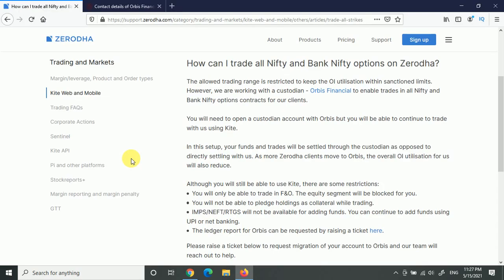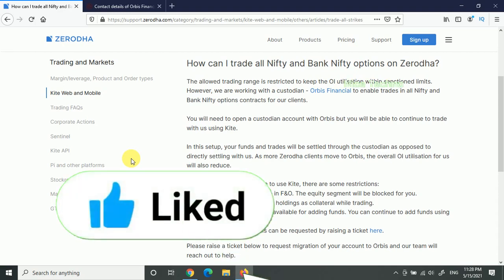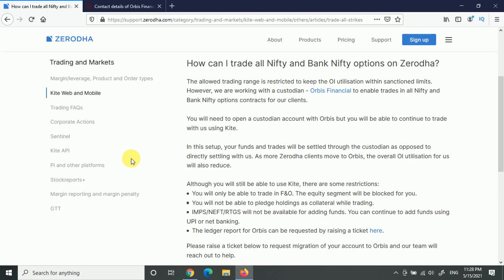I have linked this article in the description. I will read out this article and share the details, and someone I know has gone through this process, so I will share their experience also, how much time this process took and everything. So stay till the end. I will just read out this article and explain the details.